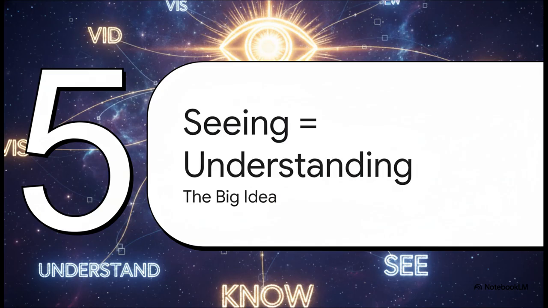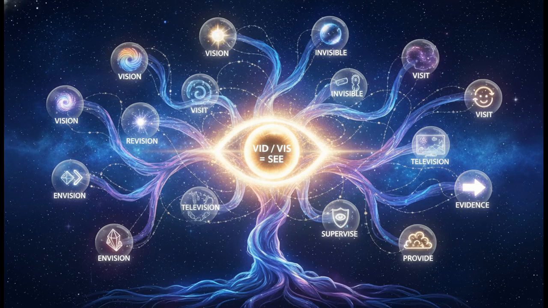Section 5. Seeing means understanding. The big idea. And now we arrive at the absolute most crucial conceptual takeaway of this entire explainer. This beautifully illustrates the power of perception. As we've seen, the physical act of seeing bridges directly into mental knowledge, awareness, and truth. Saying I see translates universally to I understand. Revision is seeing again so that you can actually learn. Supervise is to oversee and maintain control. Evidence is what is clearly seen as the absolute truth, and envision is to see powerfully right in your own mind.